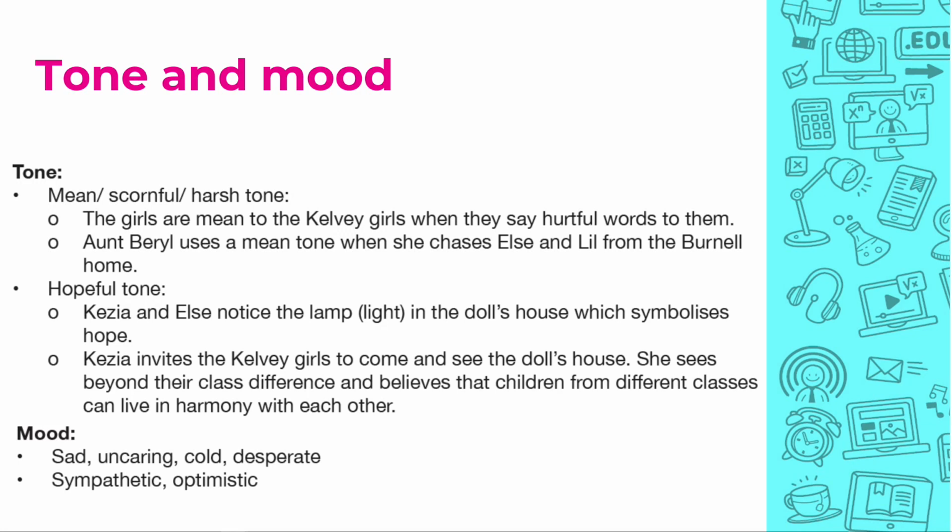And then you get mood words such as sad, uncaring, cold, desperate, sympathetic, optimistic, that the mood will be sort of how things are around the situation. So things are happening, and because of that, there's an emotion. But the emotion translates into a sound when you say it. So mood, emotion. Tone, when you say your mood out loud. I hope that explains it, okay?